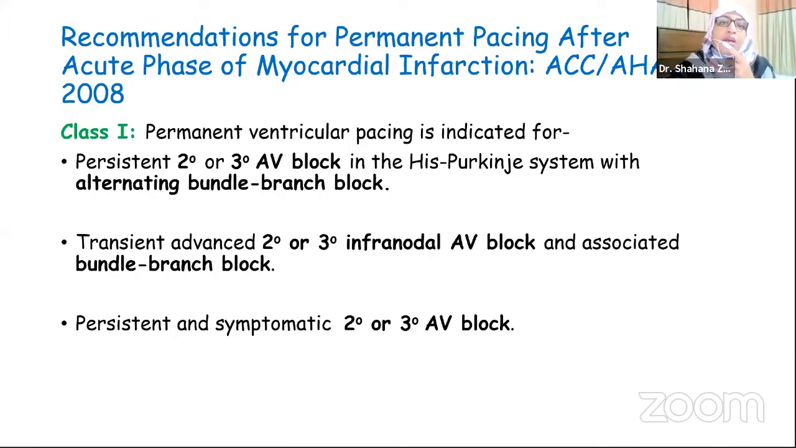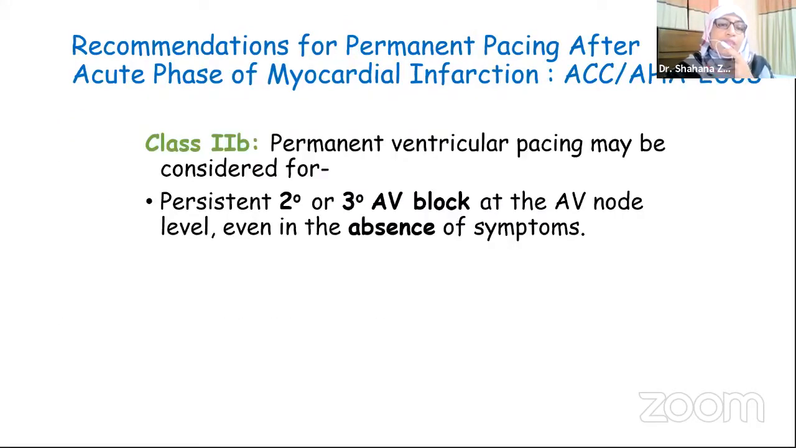Now, recommendation for permanent pacing after the acute phase of myocardial infarction. Class 1 indications are: permanent pacing is indicated for persistent second degree or third degree AV block in the His-Purkinje system with alternating bundle branch block. Then there is transient advanced second or third degree infranodal AV block and associated bundle branch block, and last, persistent and symptomatic second or third degree AV block. And there is no 2A indication, but there is a 2B indication: permanent ventricular pacing may be considered for persistent second degree or third degree AV block at the AV node level, even in absence of symptoms.